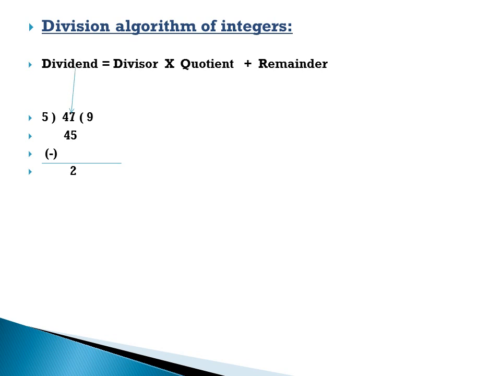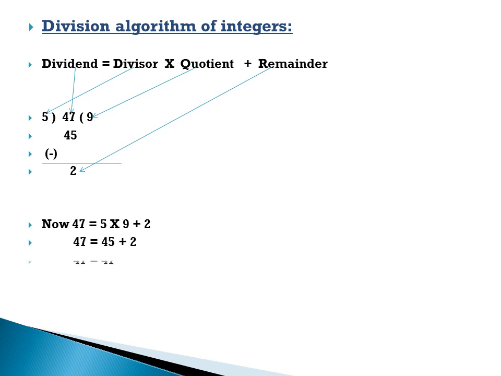So we have got all four components of our division: dividend, divisor, quotient and remainder. Let us now see whether the relation works or not. So 47, the dividend, equals 5, the divisor, into quotient 9 plus remainder 2. Remember BODMAS, first multiplication. So 5 nines are 45 plus 2. 45 plus 2 will give us 47. So dividend equals divisor into quotient plus remainder has been verified. That is, division algorithm of integers is verified.